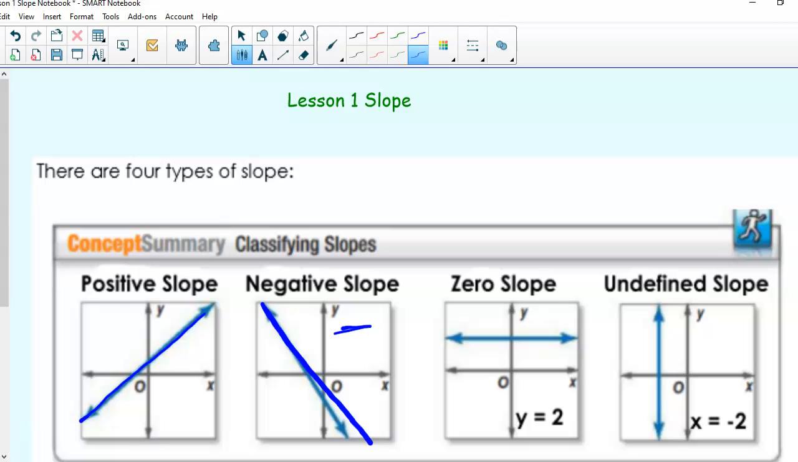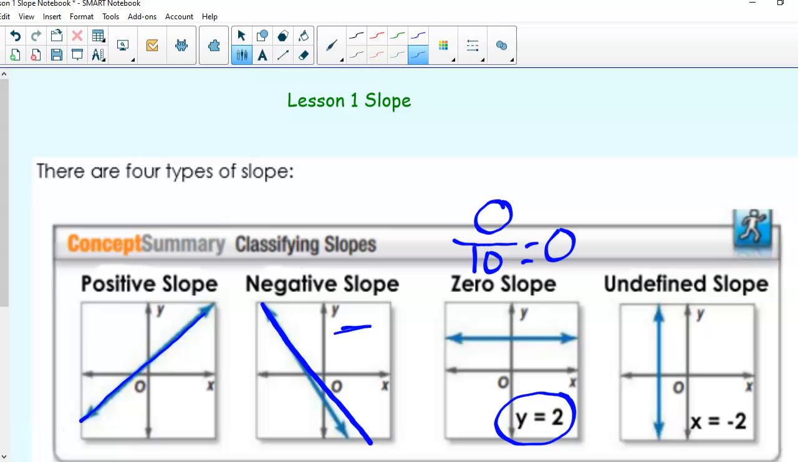A 0 slope is always in the form of an equation that says y equals some number. So in this case, this is y equals 2. It's a horizontal line that goes right through my y-axis. This has a slope of 0. I'm neither going up nor down, but I can walk on a flat surface. Anytime you have, when we're using our formula later on, 0 over 10, this is equal to a 0 slope.